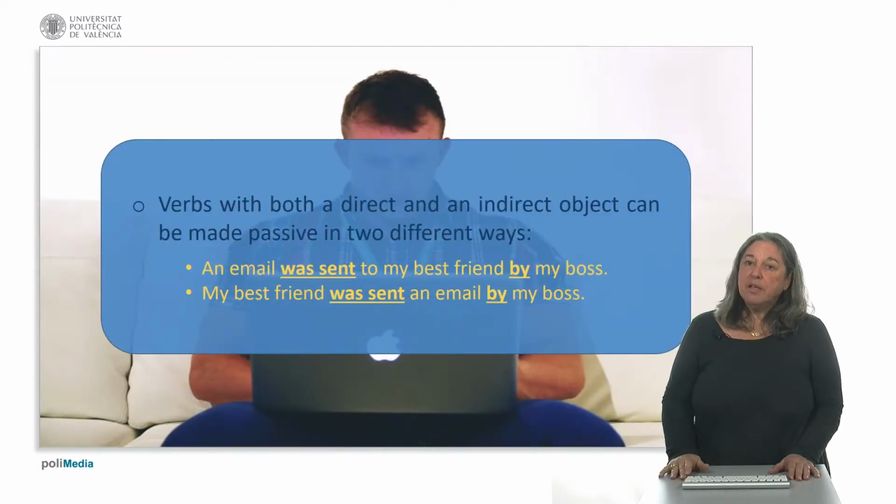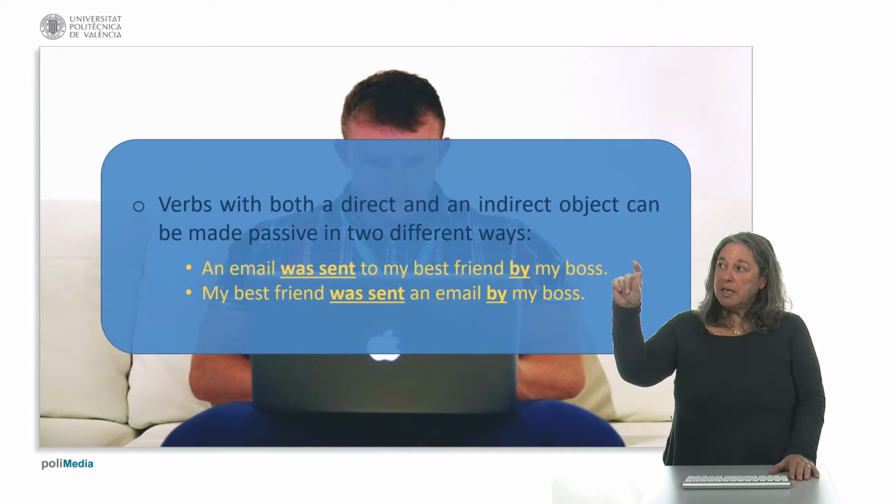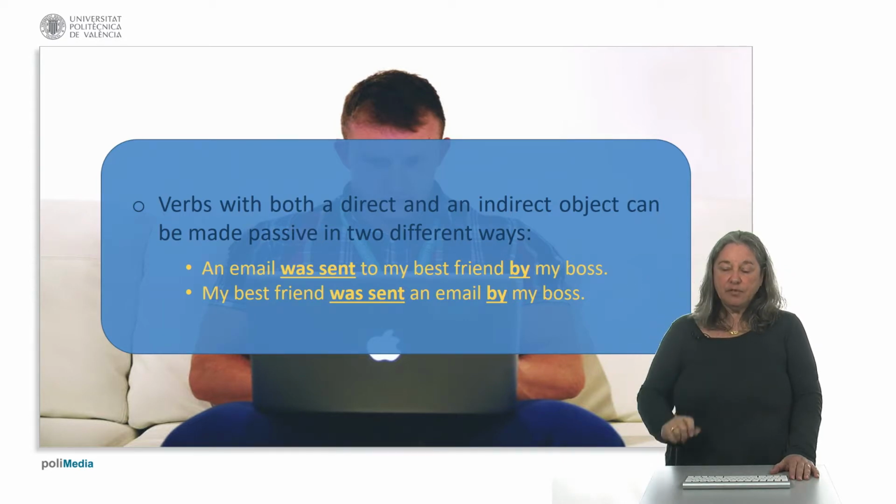Verbs with both a direct and an indirect object can be made passive in two different ways. Let's see these examples. An email was sent to my best friend by my boss. Okay, the agent is introduced by the preposition by, my boss. My best friend was sent an email by my boss. Okay, so we have two different ways of expressing the same idea there.